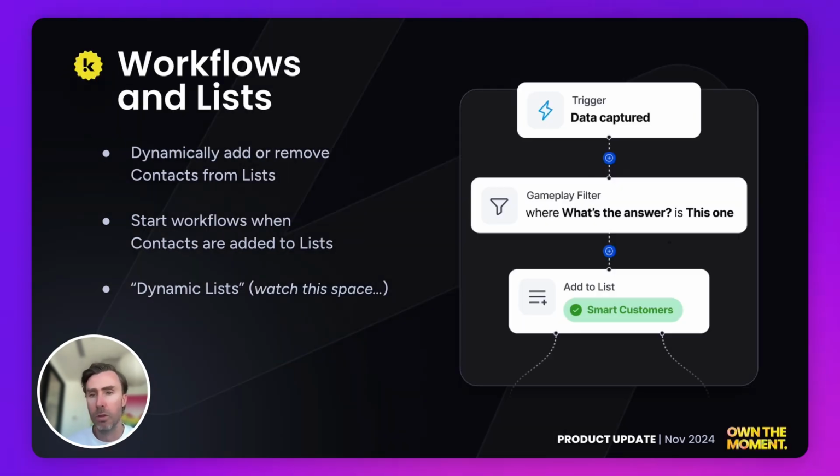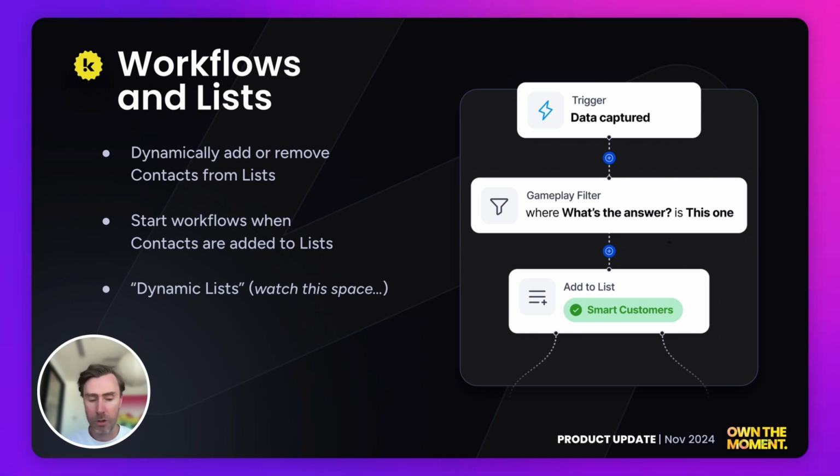Next up, we've launched the ability to integrate contact lists into workflows. So you can now dynamically add or remove contacts from lists based on specific events, actions, or triggers. You can also start or kick off workflows when contacts are added to lists. And really this enables what we call sort of a dynamic list style functionality, where you can create lists which are based on specific conditions. This is definitely something that we're going to continue to invest in to make this product more and more powerful for segmentation moving forward.